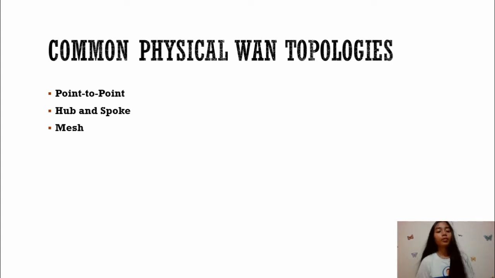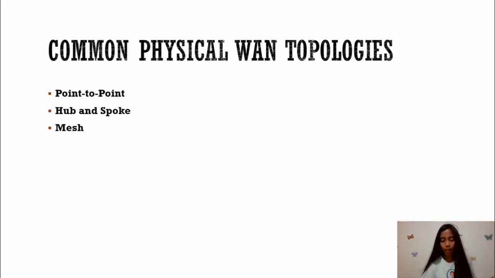So for the next one, we have hub and spoke. One version of the star topology, in which the central site interconnects branch sites using point-to-point links.